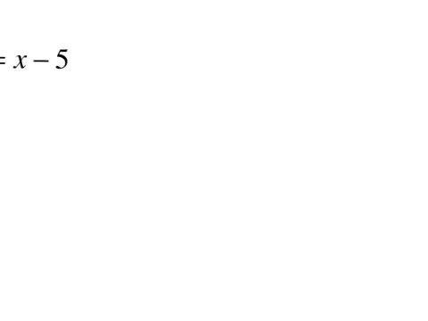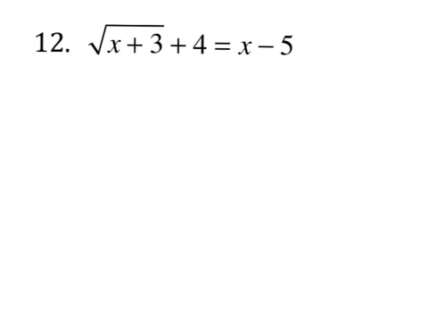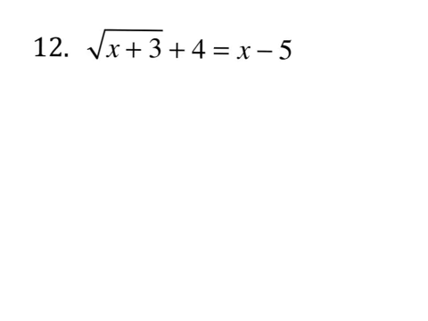All right, moving on to problem 12. Oh, problem 12 is a long one. So first thing that we want to do for problem 12 is subtract that 4 to the other side. So we have the square root of x plus 3 equals x minus 9. So this is not a negative on this side because of the x, so it's okay, we can keep going.